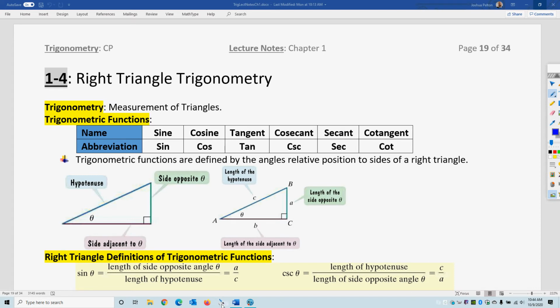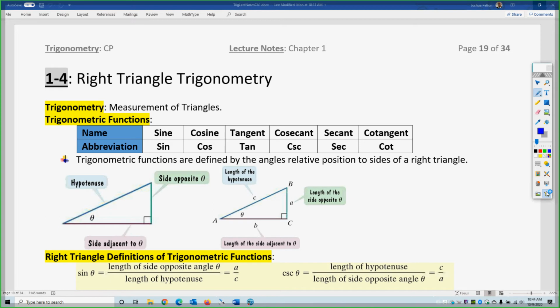So, trigonometry is defined as the measurement of triangles. The 6 trig functions are given below, and their corresponding abbreviations. When we look at the triangle, we define the trig functions based on side measures. Okay, it's relative to the angle.